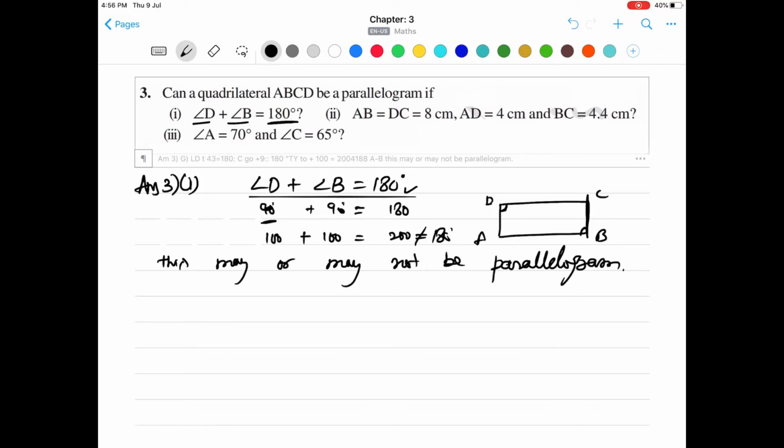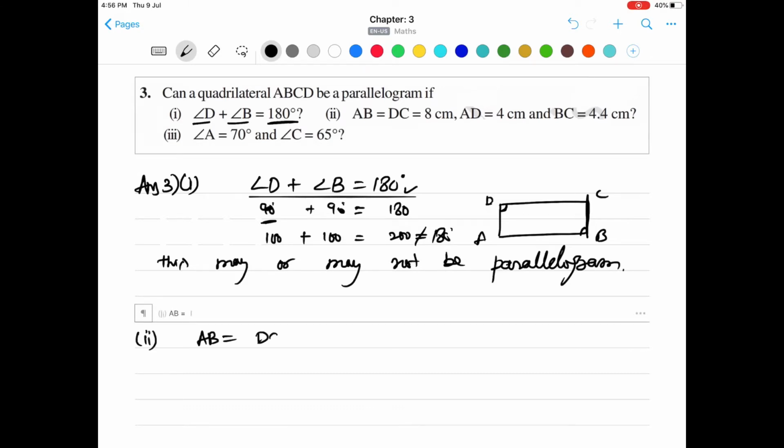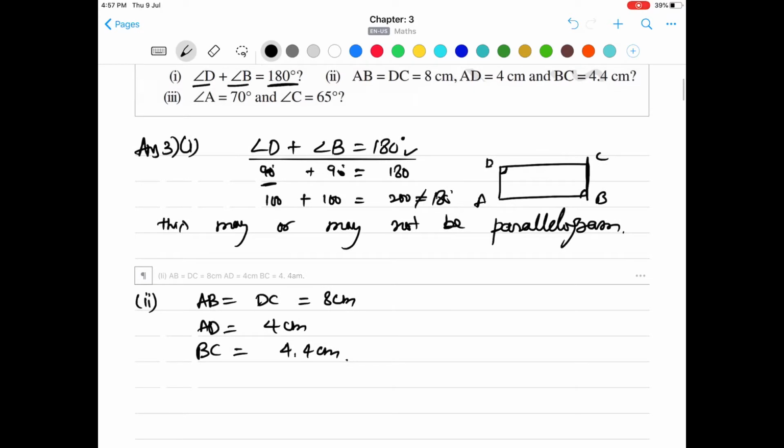Now come to the second condition. We are given that AB equals DC equals 8 centimeters. Then we are given that AD is equal to 4 centimeters and BC is equal to 4.4 centimeters. You are asked if this can be a parallelogram with these measurements. The answer for this one is no.